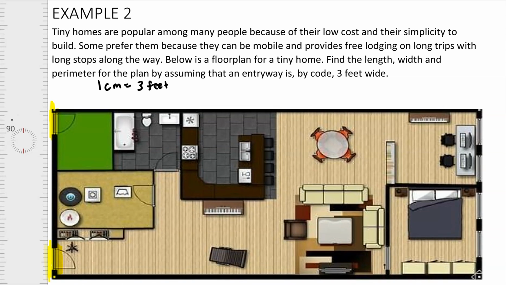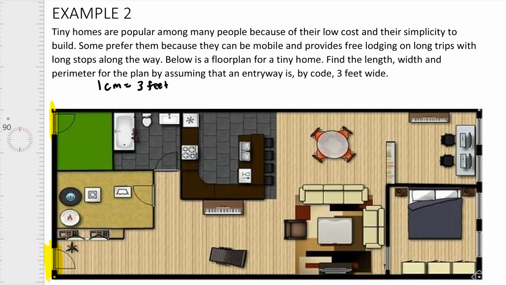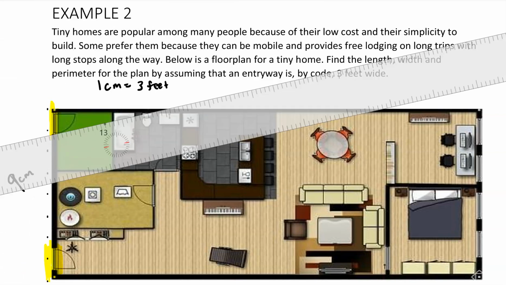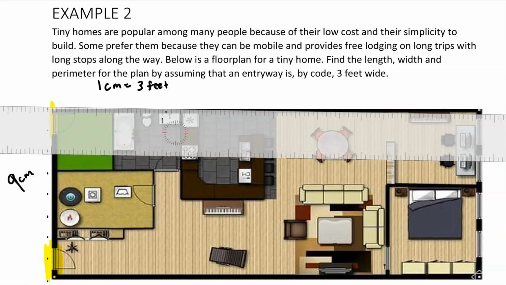So let's go ahead and measure the length. So if you look on our ruler, there's 1, 2, 3, 4, 5, 6, 7, 8, 9. So our length for our tiny home is 9 centimeters. So I'm just going to go ahead and document that. So this is 9 centimeters on our actual floor plan, but in real life, it's going to be bigger than 9 centimeters. We have to convert that to feet in just a little bit. But before we do that, let's go ahead and measure this here.